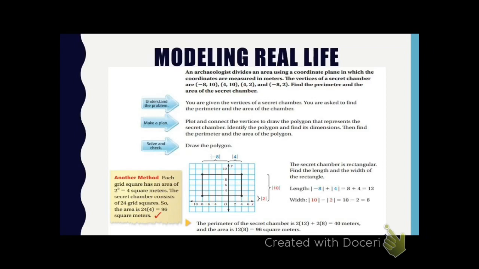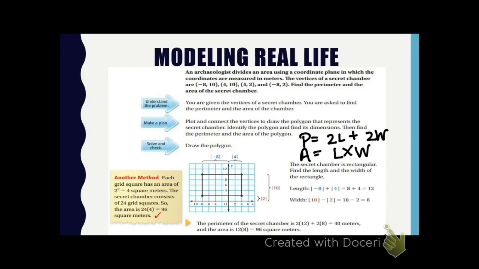So using those coordinates, now I need to identify the polygon. It's a rectangle, isn't it? That will tell me what formula to use to find perimeter. When we're finding perimeter of a rectangle, my formula is P equals 2 times the length plus 2 times the width. And to find area, I'm going to multiply length times width. So I've got perimeter and I've got area. And that's why it was important for me to draw out my shape, my polygon, so I know what formulas to use.